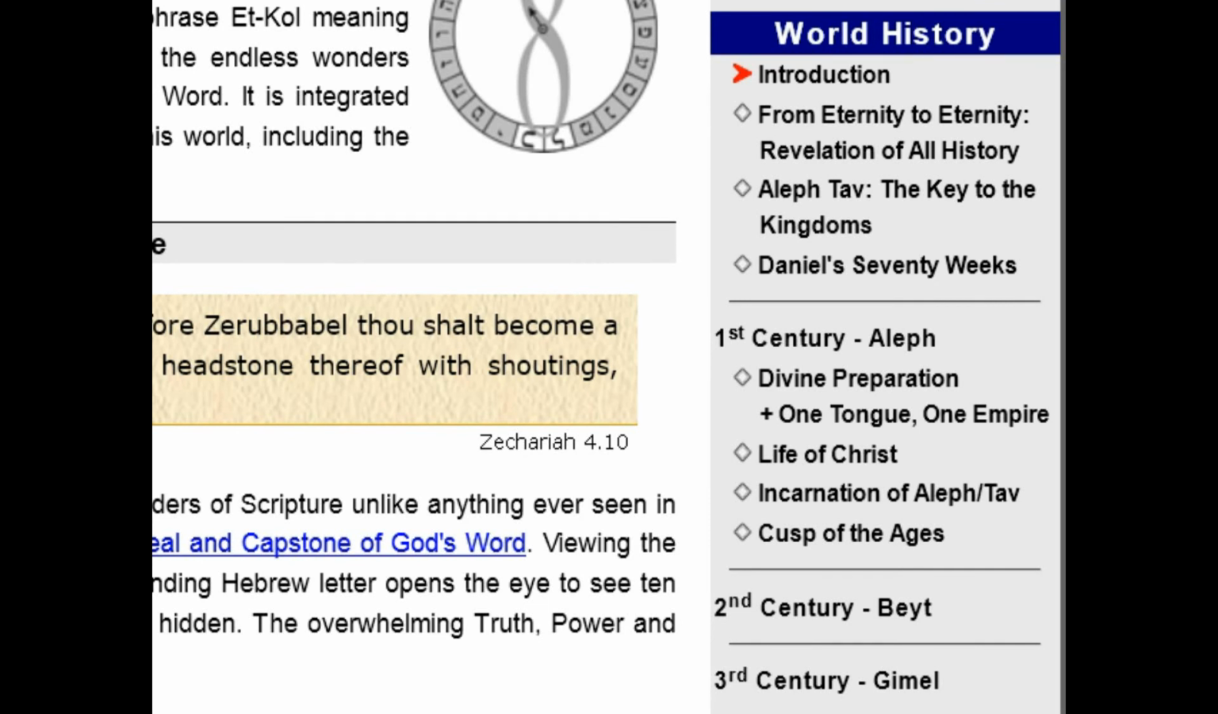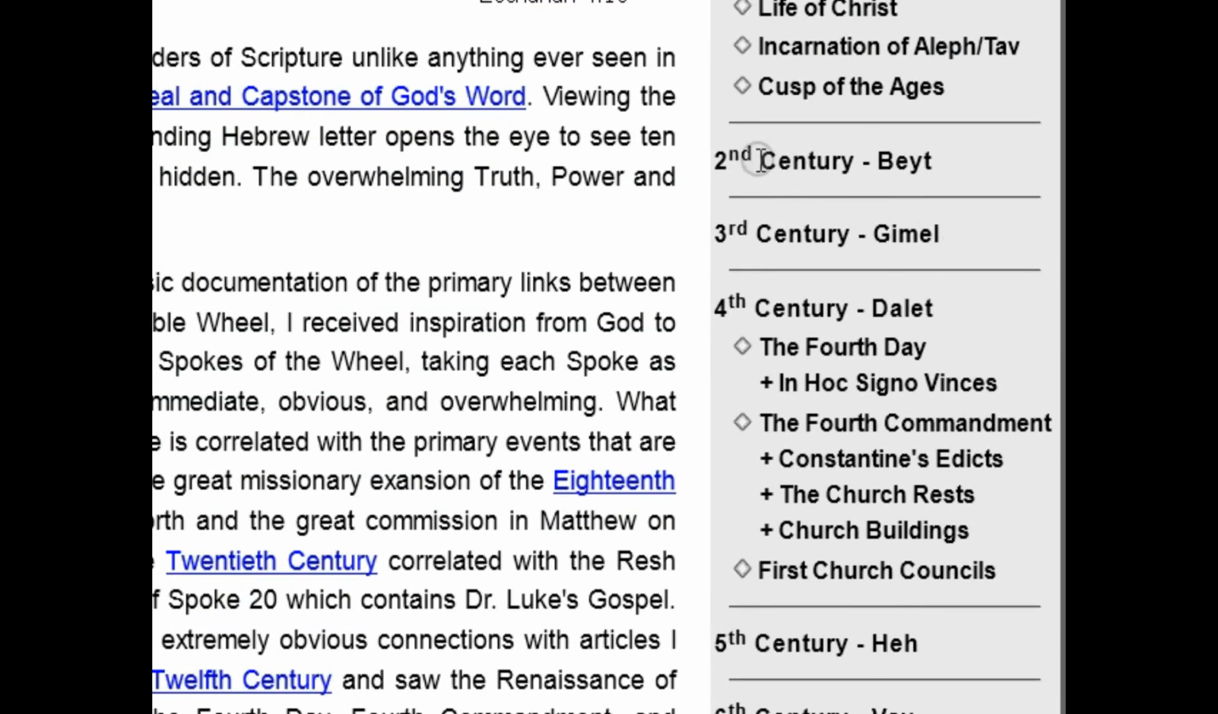But looking below that, you'll see the first century to the 21st century. So we look at the first century, Aleph, divine preparation, one tongue, one empire. Then the life of Christ, incarnation of Aleph Tav, which has no link, the cusp of the ages, which has no link. We move on to the second century, there's nothing written. Third century, nothing written.